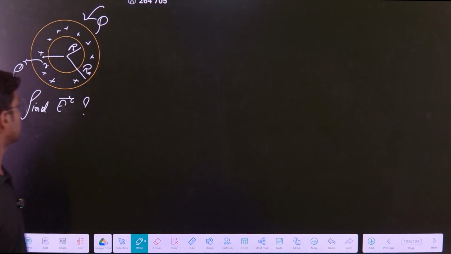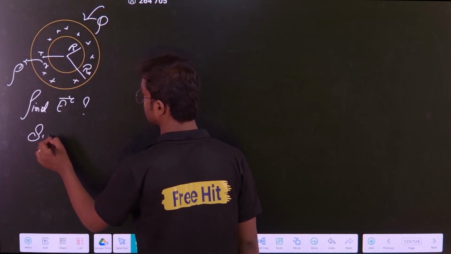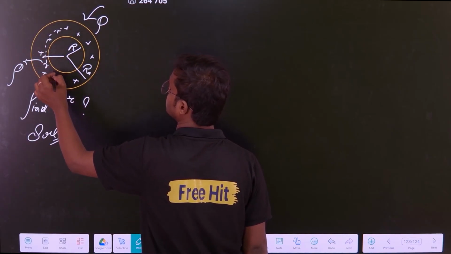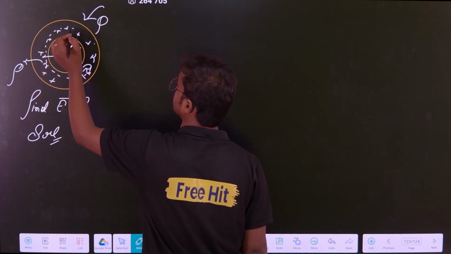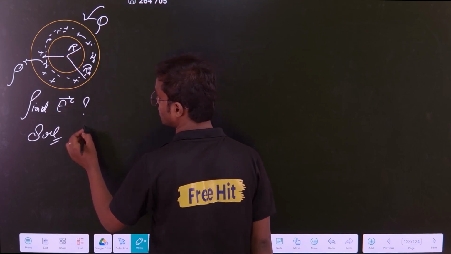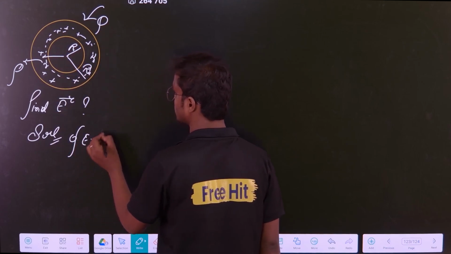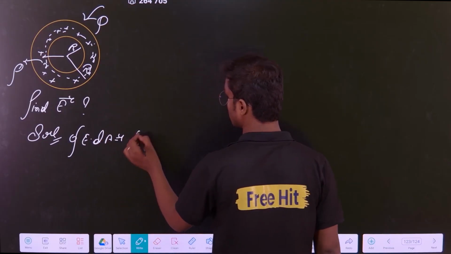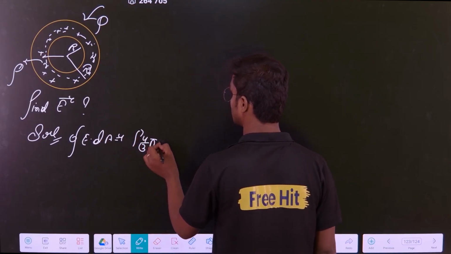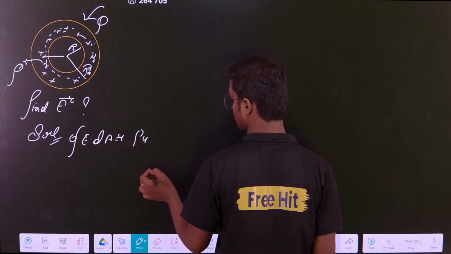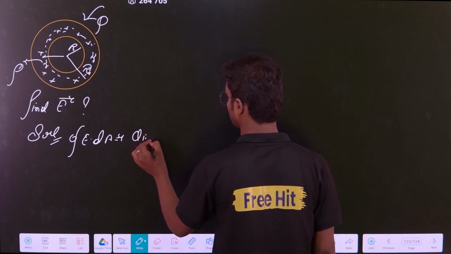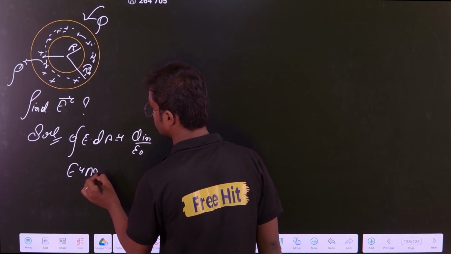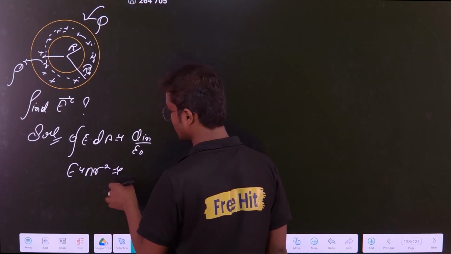Completed? Okay. So what do you have to do simply? First, what we will do, that's why I told you the derivation. What is the approach? Take a Gaussian surface. Then after that, apply the integral of E dot dA equal to Q in by epsilon naught. This is obvious. E into 4 pi R square into cos 0 degree, that is 1.